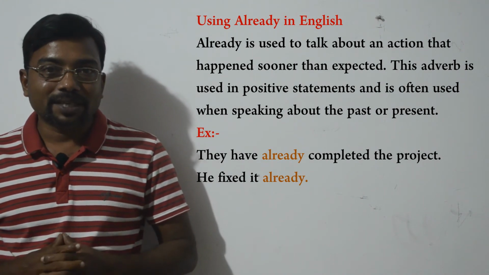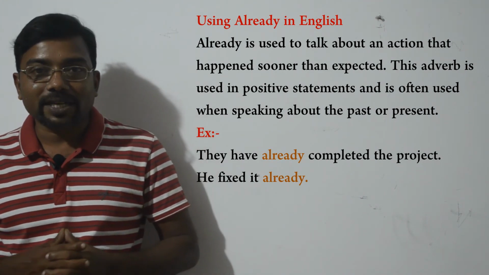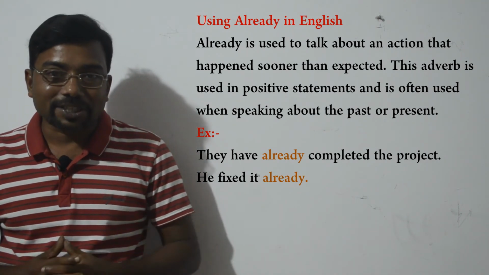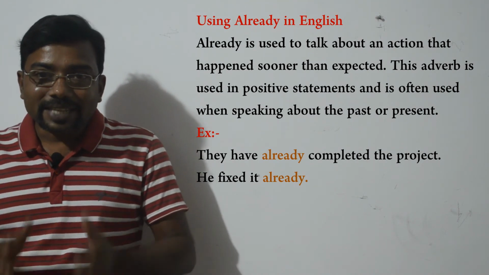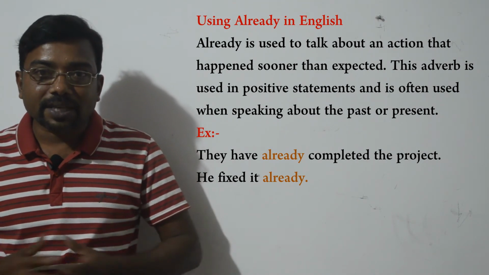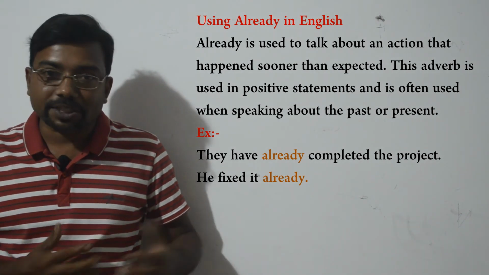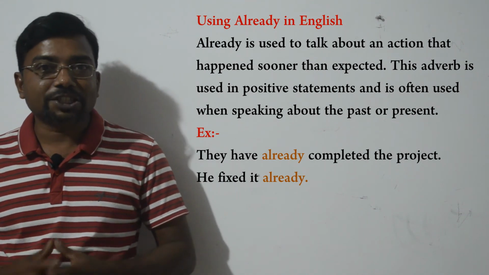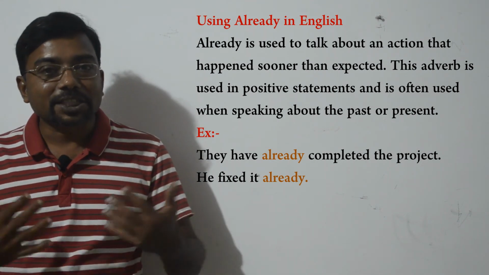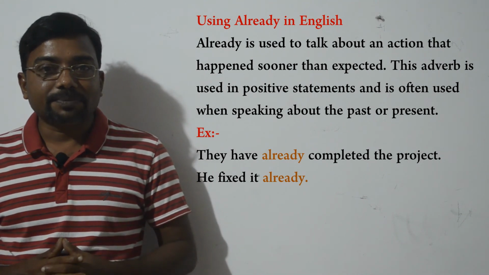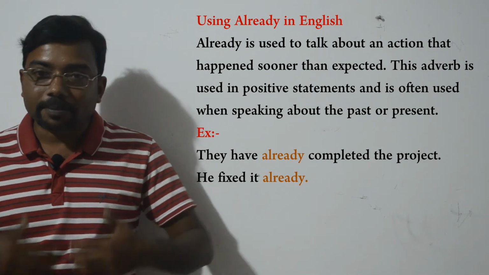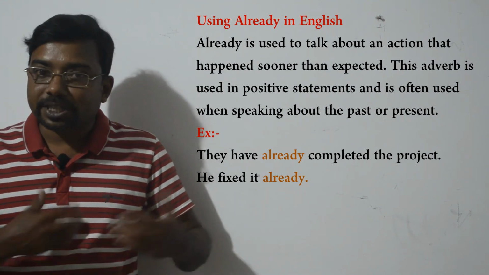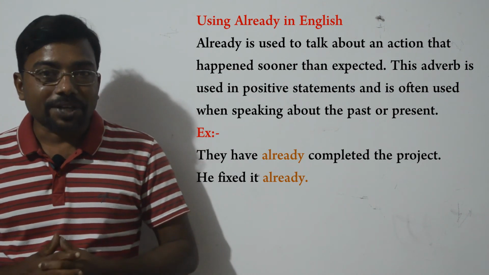Look at this example. They have already completed that project. Here we use the adverb already to show a project has been completed sooner than they expected. It means they didn't expect it to be completed by now, but they completed the project sooner than expected. Remember, we use the adverb already to talk about an action that happened sooner than we expected. Okay, look at the next example. He fixed it already. In this example also, we didn't expect it, but he fixed it sooner than we expected. So that is why we use the word already.